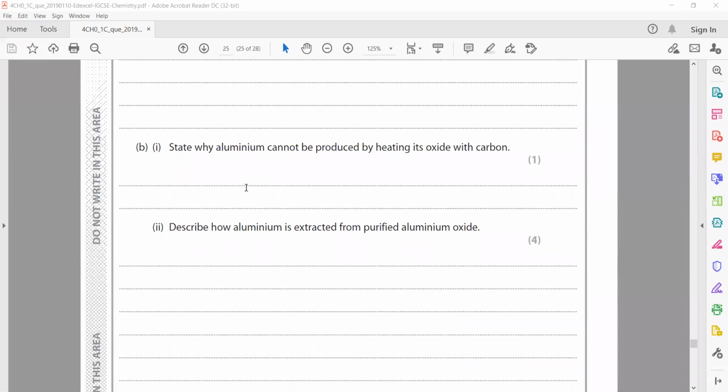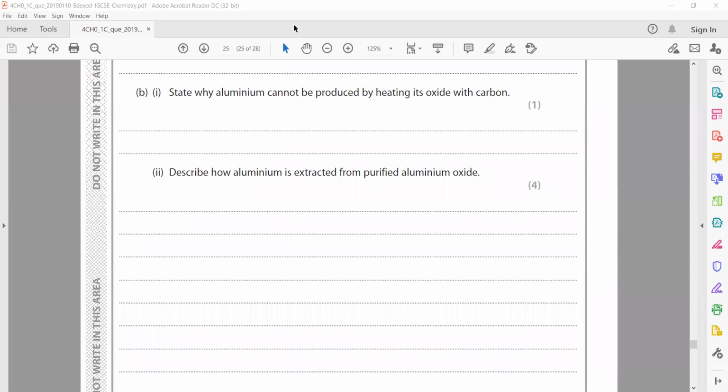State why aluminium cannot be produced by heating its oxide with carbon. So aluminium is more reactive than carbon. That's why we cannot react the oxide of aluminium with carbon.